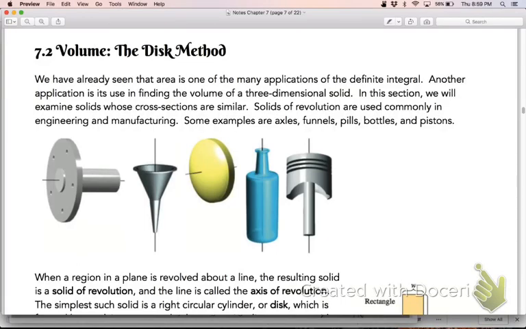All right, so in this next section, we're going to start looking at volume. There's a couple of different methods, different approaches that we can use to find volume. We've seen with the integral that one of the major applications of a definite integral is finding the area underneath a curve. We're going to extend that now to look at the volume of a three-dimensional figure, okay?